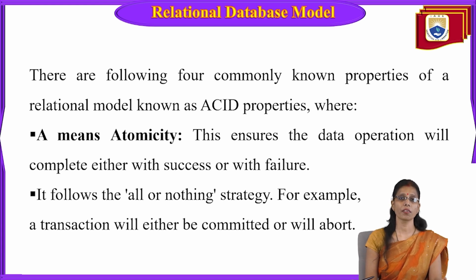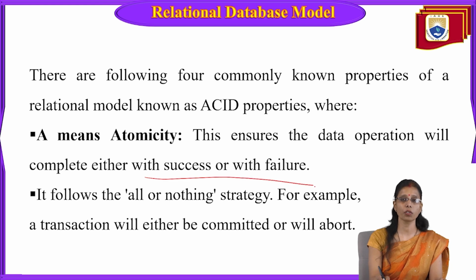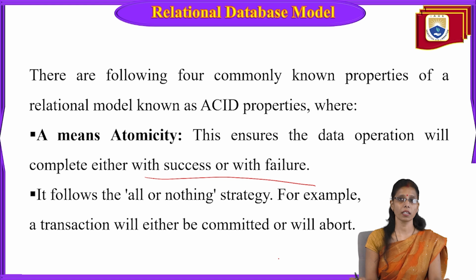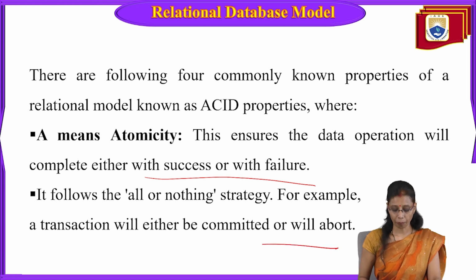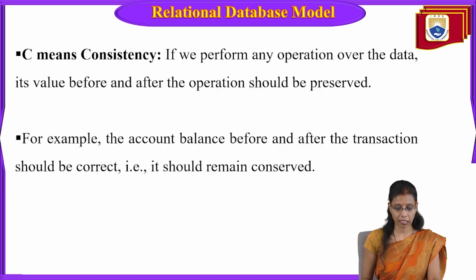For example, a transaction will either be committed or be aborted. So any kind of transaction works this way: either it is committed, which means it gives you the final result, or it is aborted, and it gives you a result as aborted. So the final outcome is either success or failure, yes or no, either committed or aborted information. Next, if you talk about C, C here means consistency.